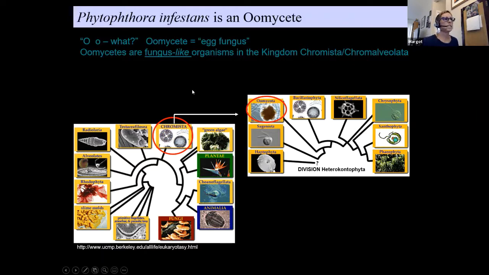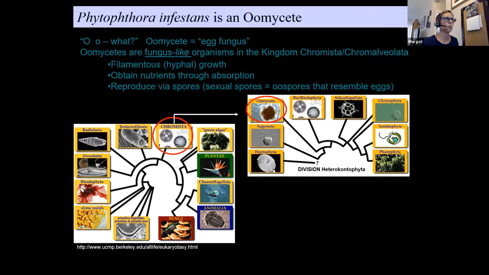So they are fungus-like because of their lifestyle. They do grow just like a fungus does. They have filamentous hyphal growth. They absorb their nutrients just like a fungus does, and they produce spores just like true fungi do. But there are some key characteristics that pull them out of that fungal kingdom.